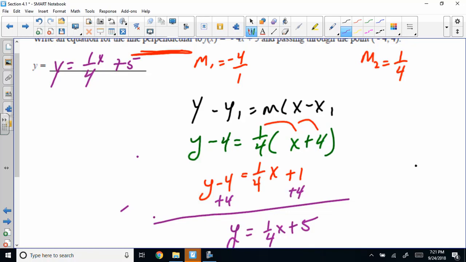On your second M2, your slope, where you got the 1/4, that came from knowing that they're perpendicular? So you took that -4 and just made it positive.